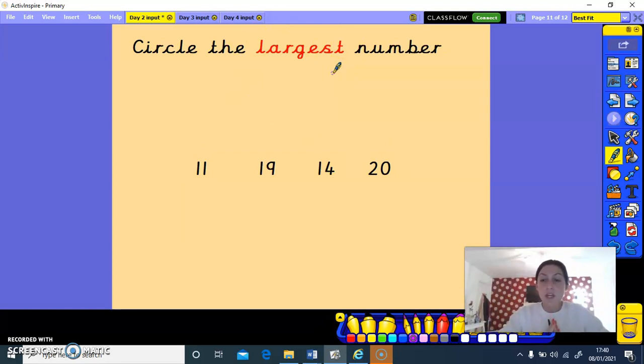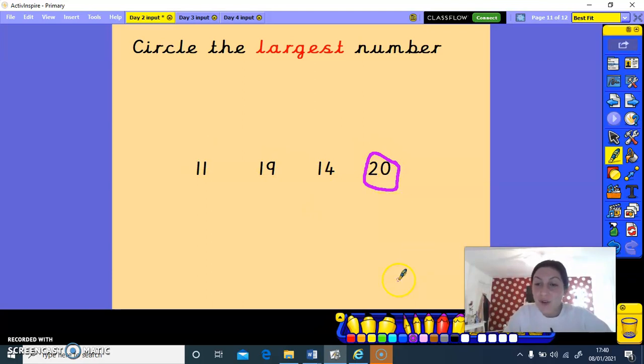Lastly then, we've got to find the largest number this time, so the biggest number. Out of these ones, which is the biggest? Brilliant, it is 20. As we've just said, 20 has 2 10s and all of these other numbers have one 10. So 20 is the biggest.